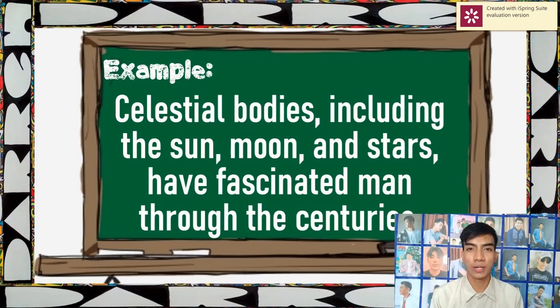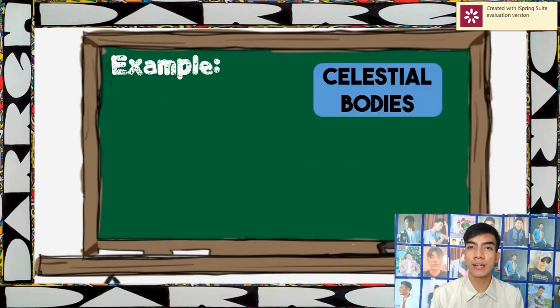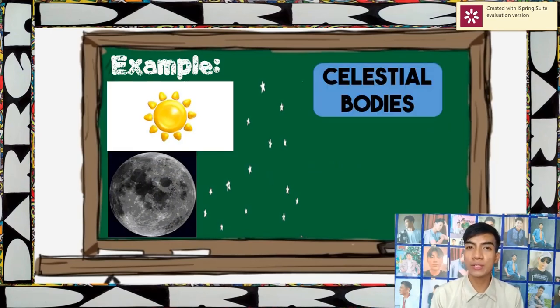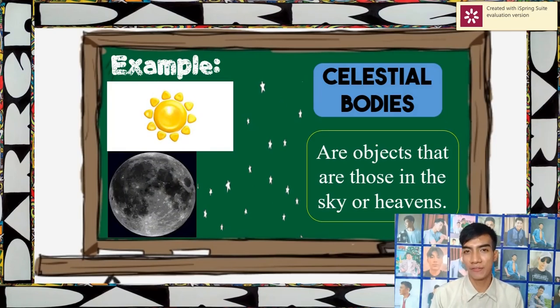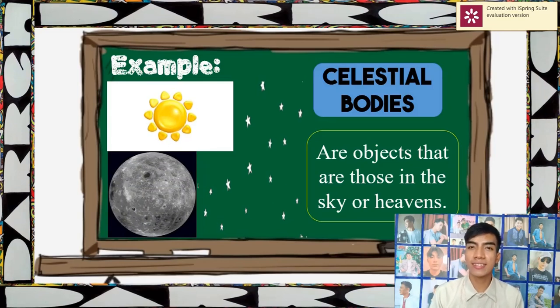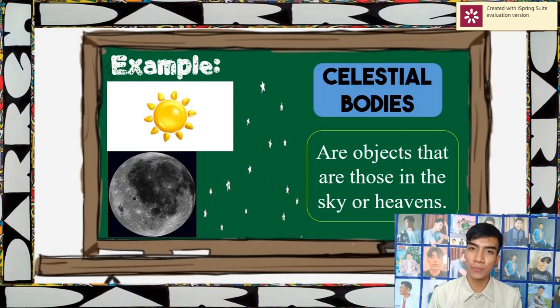Let's have the second one. Celestial bodies, including the sun, moon, and stars, have fascinated man through the centuries. So the unfamiliar term here is the word celestial. So the sentence provided examples of celestial bodies such as sun, moon, and stars. So from these examples of celestial bodies, we could now conclude that these are objects that are those in the sky or in the heavens. That's our fifth context clue type, which is through the use of examples.